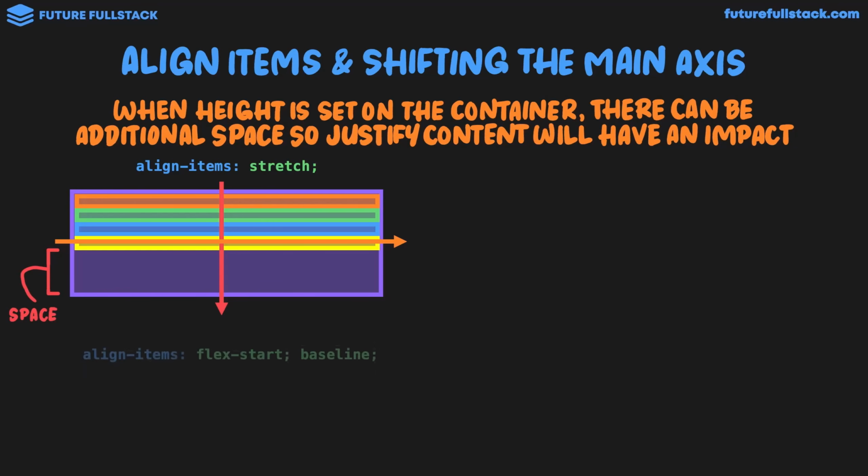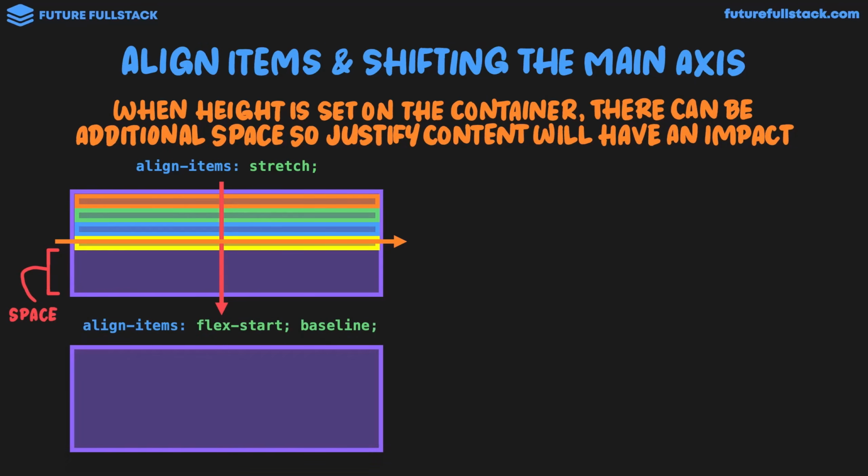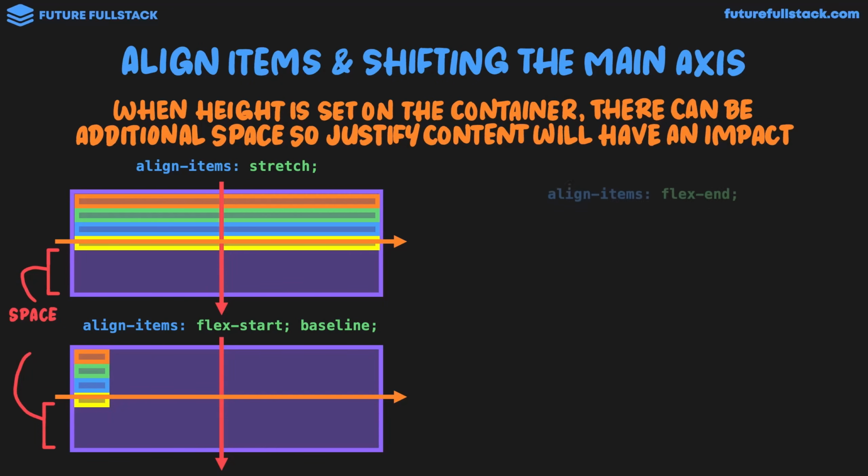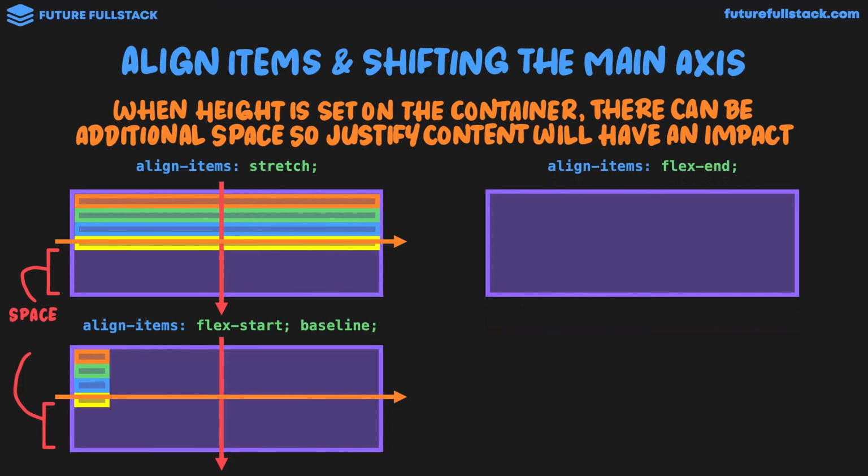Looking at the values flex start and baseline, our flex container has a defined height. We have our main axis running top to bottom, our cross axis running left to right, and our flex items will appear at the start of the cross axis, that is on the left over here. And once again, because we've set a height on our flex container, there is now space for justify content to have an effect. The next value, flex end, we have our flex container, which has a height, our main axis top to bottom, our cross axis left to right, and our flex items will be positioned on the right, that is the end of the cross axis. And because our container has height, there's once again space for justify content to work.